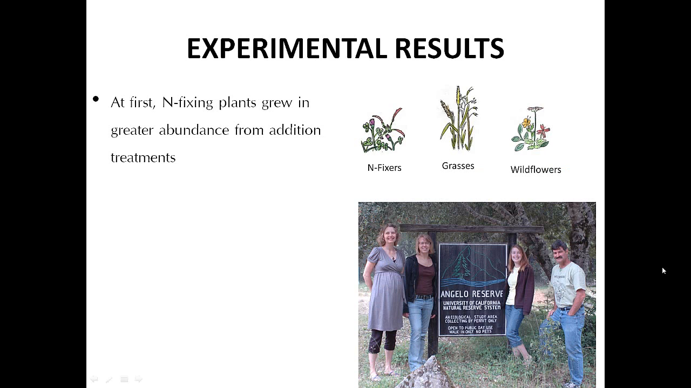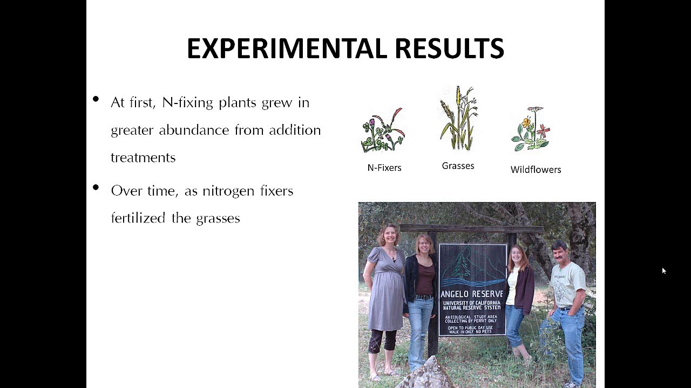What they found, first you have plants that are called nitrogen fixers, which means in our atmosphere, nitrogen is present, but we really can't use it. Only certain plants can take the nitrogen and fix it or make it usable. So in response to all this rain, at first the nitrogen-fixing plants became more abundant. There were more of them.